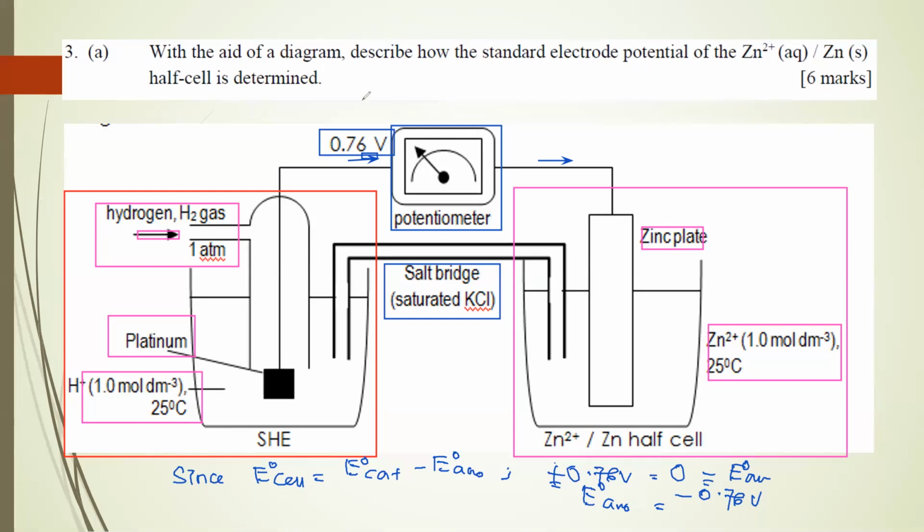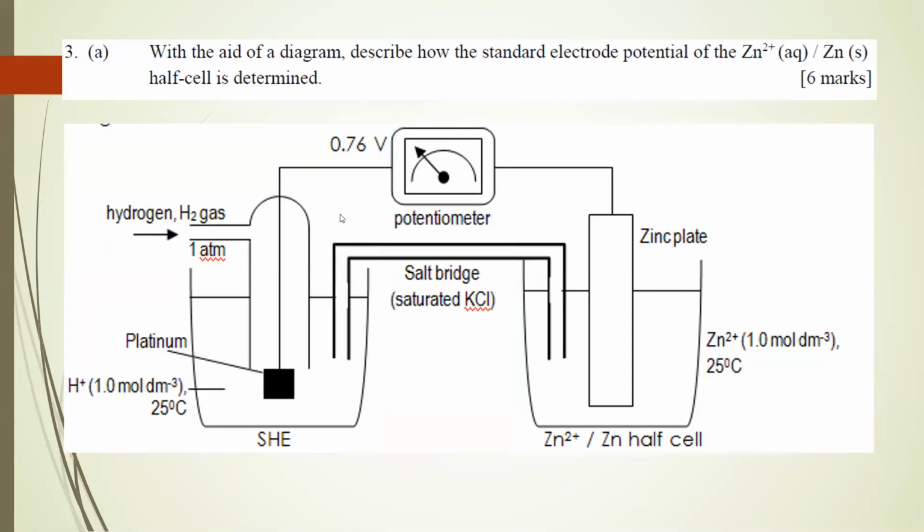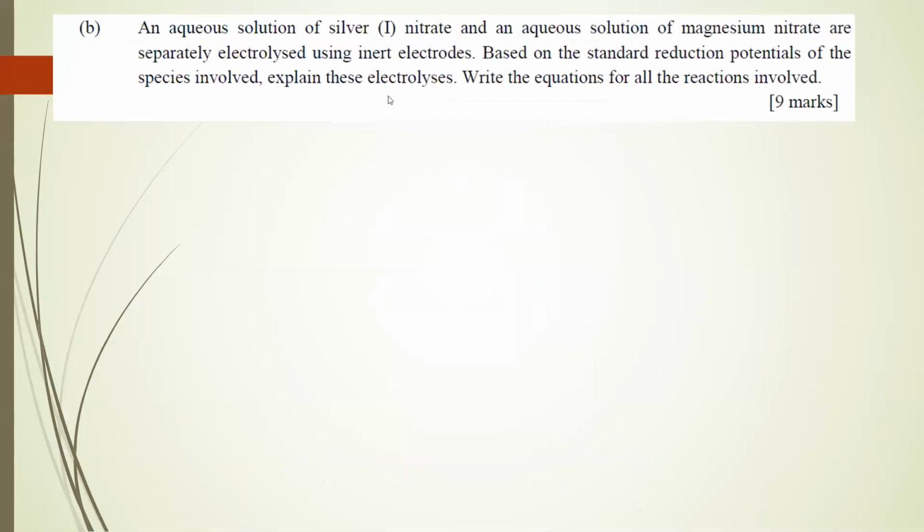Then we go to the last question of number 3, which is 3B. Aqueous solution of silver(I) nitrate and aqueous solution of magnesium nitrate are separately electrolyzed using inert electrodes. Based on the standard electrode potential, explain how this electrolysis occurs and write the equations for all the reactions involved. I recommend you do it in the form of a table, and you still remember the technique of how I taught you to answer.